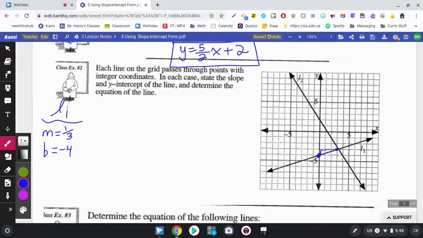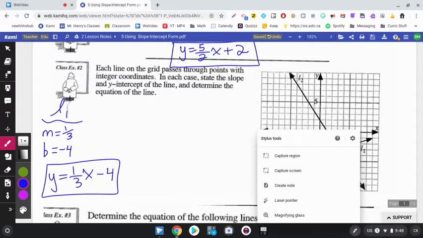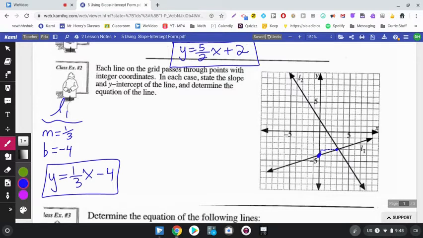1 over 3. Okay, well, if I have my m and my b, if I have my 2 pieces, I just put my pieces in. Y equals mx plus b. Y equals 1/3 x plus my b value. Well, it's a negative, so -4. Find these 2 pieces. That's it. Then plug them in, and you're good to go.